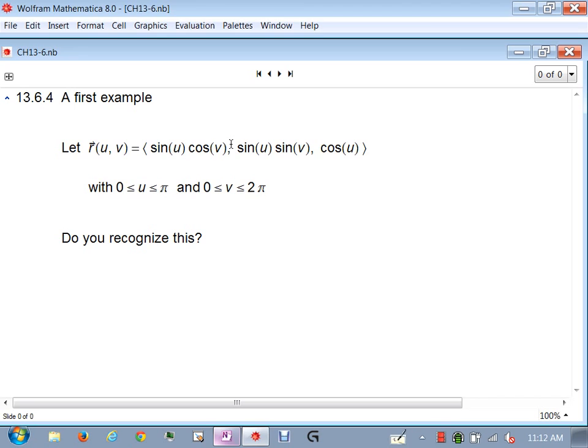We had talked about spherical coordinates and how you go from Cartesian to spherical. You replace x with rho sine phi cosine theta, things like that, right? But this is the conversion using u and v instead of phi and theta, and rho being fixed at 1. Y'all following this? So this is the actual curve we're going to use: sine u cosine v, sine u sine v, cosine u.